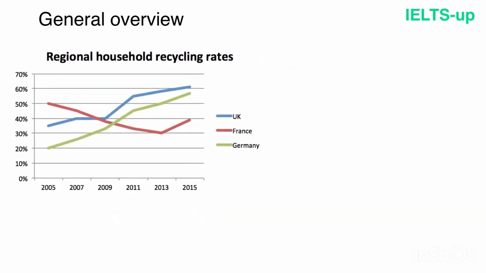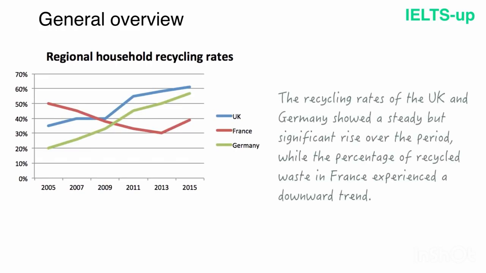You should normally have from 2 to 4 key features. And here's how I wrote my overview. The recycling rates of the UK and Germany showed a steady but significant rise over the period, while the percentage of recycled waste in France experienced a downward trend.